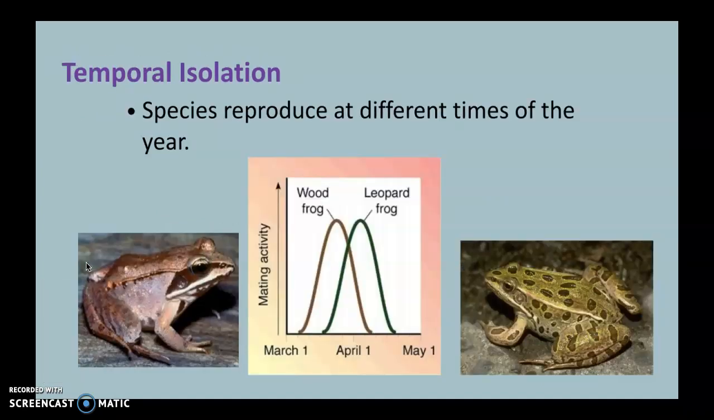Another one is called temporal isolation, and this is reproduction that occurs at different times of the year. These two frogs look somewhat similar, but the wood frog starts its mating activities in early spring, and the leopard frog does his in later spring. So mating time isn't the same for these organisms, or maybe one's nocturnal and one isn't.